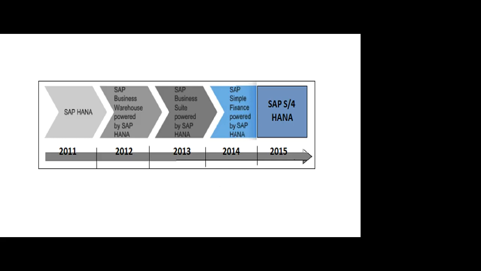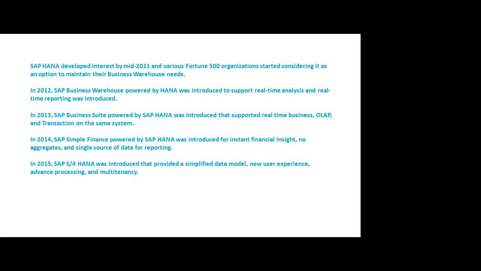Though from the year 2011 SAP started its HANA database, and gradually it changed. From the year 2012, it was used only for the business warehouse. 2013, it came up with the SAP Business Suite. 2014, it came up with a new name called Simple Finance, powered by SAP HANA. And 2015, it came up with the SAP S4 HANA, which is the major release. Fourth release I have already told.